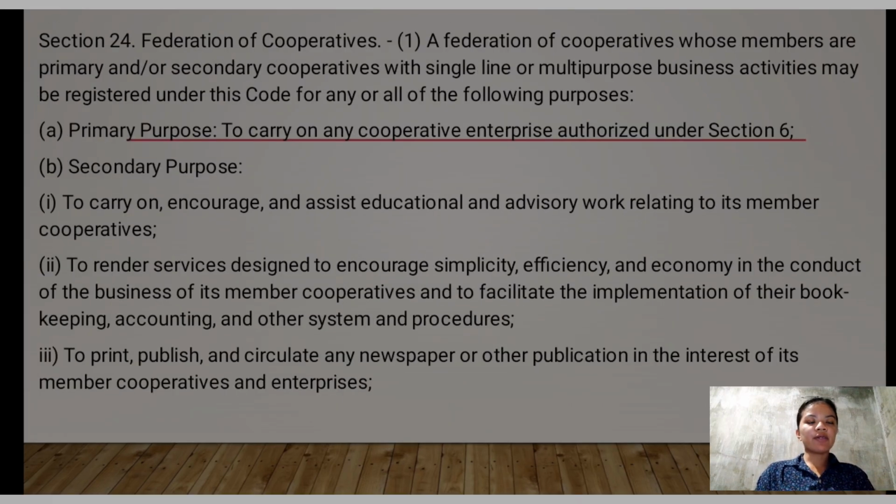Section 24, Federation of Cooperatives. It allows for the registration of Federation of Cooperatives, which consists of primary and secondary cooperatives engaged in single-line or multipurpose business activities. The federation can be registered under the code for any or all of the following purposes.